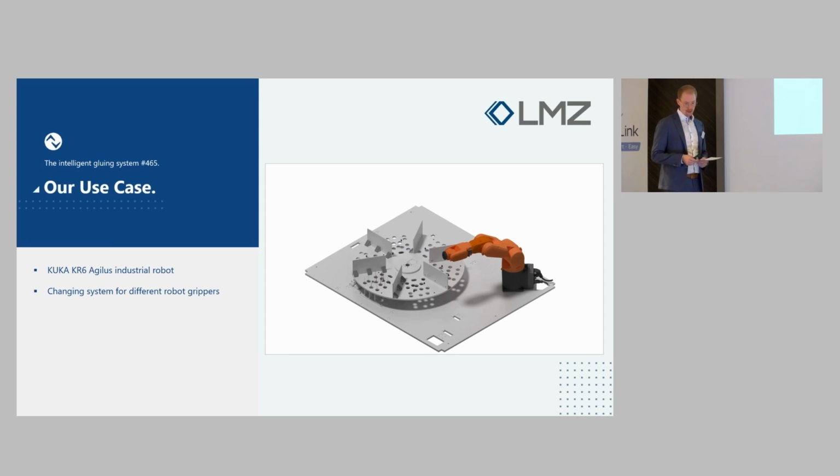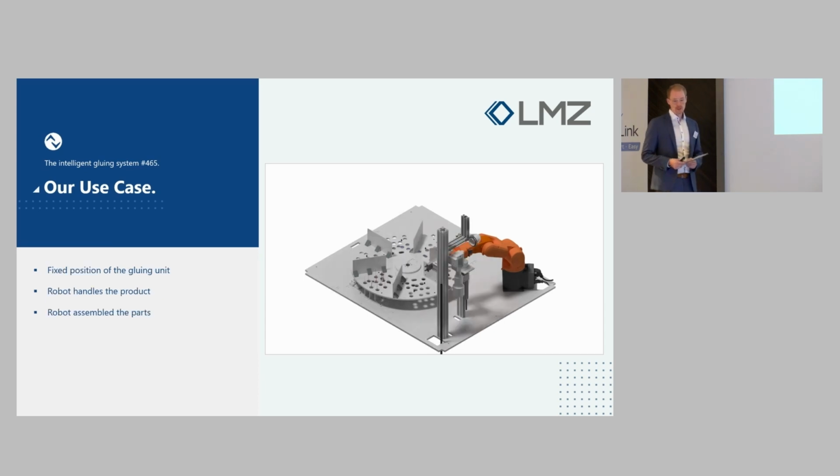We placed an industrial robot, a KUKA in this case, with a changing system so that the operator can change the gripper of the robot by himself. The gluing unit is installed in a fixed position in our machine cabin, and the robot moves the part along the gluing path of the product, and thereafter the robot assembles the 2 parts together.